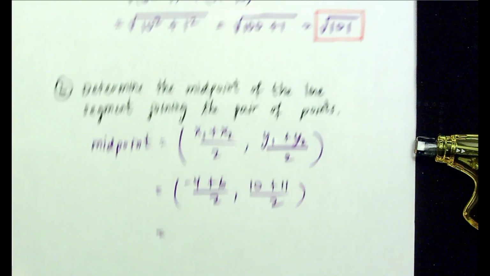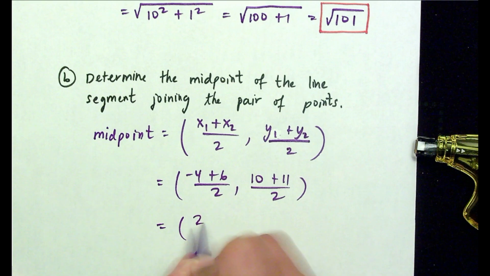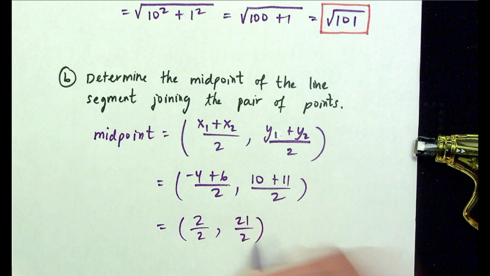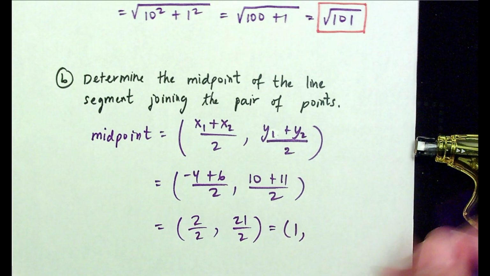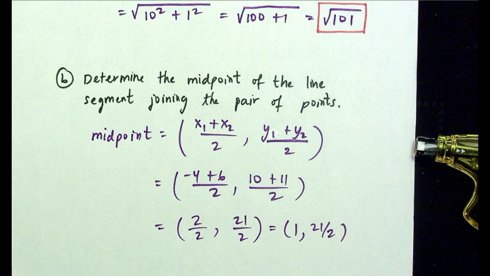And now we're going to simplify this. So -4 plus 6 is 2 over 2. And then this is 21 over 2, which simplifies to 1 comma 21 half.